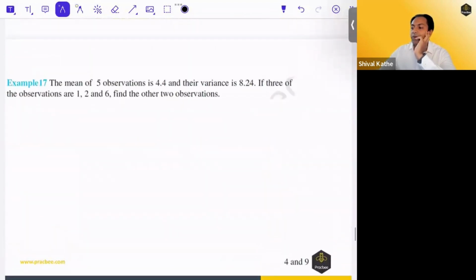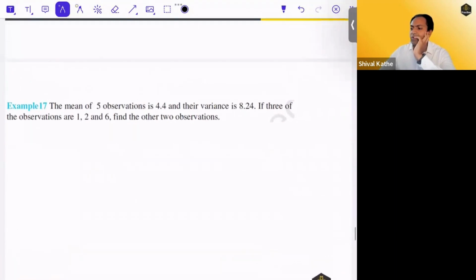Because this is a very typical question that is asked multiple times. The mean of 5 observations is 4.4. Their variance is 8.24. If 3 of the observations are given, find the other 2 observations. Okay, so how will you do this question?